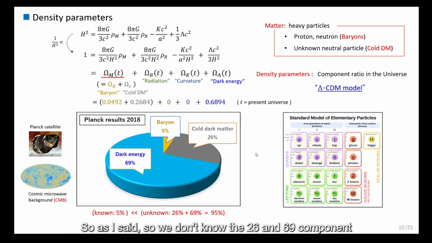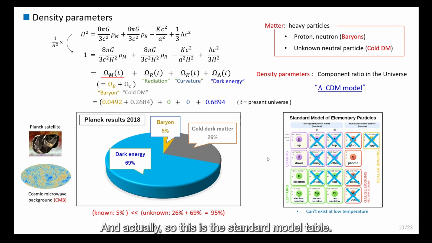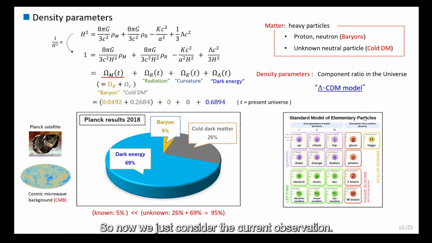So as I said, we don't know the 26 and 69 percent components. They are unknown components. So why are they unknown? I have to explain that like this. And actually, this is the standard model table. So now we just consider the current observation.